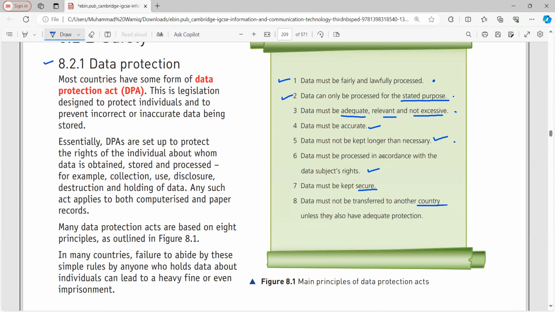So these are some data protection laws that governmental agencies have enforced for the protection of individuals. This is mostly used for processing the data.